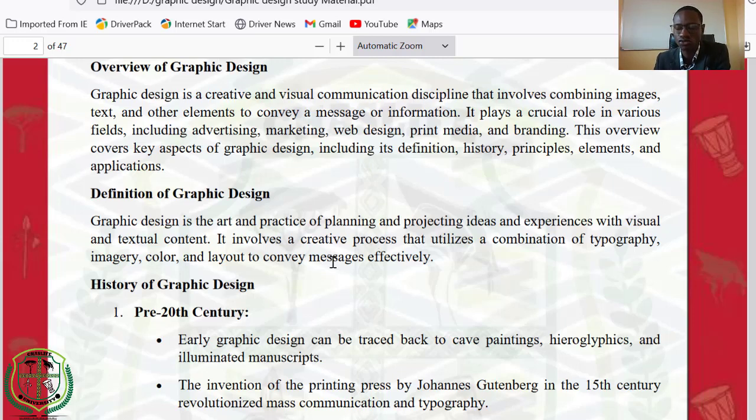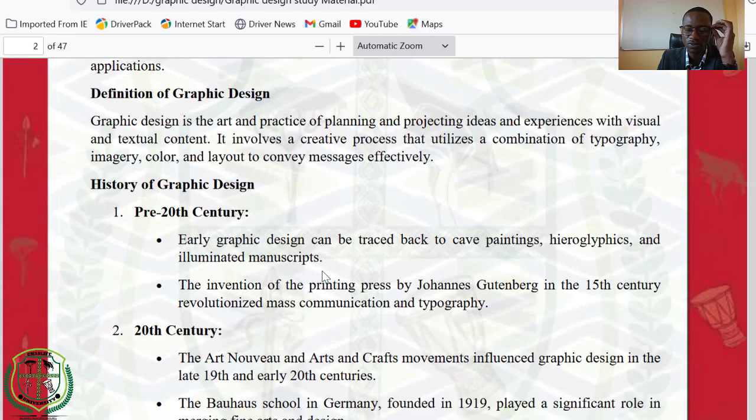Okay, now let's look at the historical perspective of graphic design. Of course, before the 20th century, graphic design came as hieroglyphics and illuminated manuscripts, where people used to draw on the wall and paint using clay and whatnot. So the invention of the printing press by Johannes Gutenberg in the 15th century revolutionized mass communication and typography.